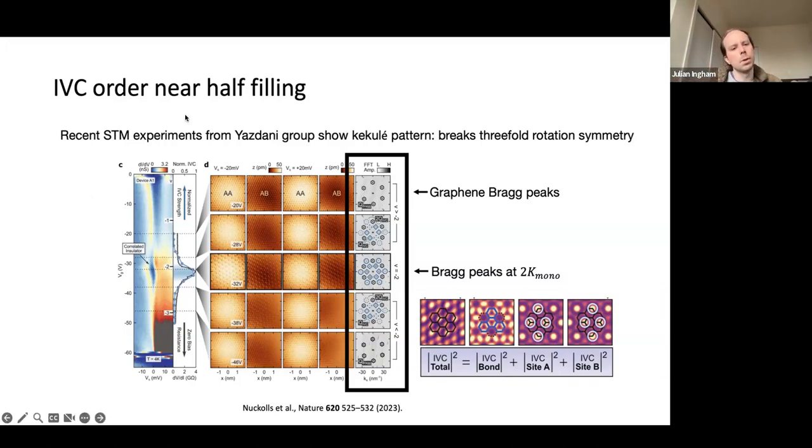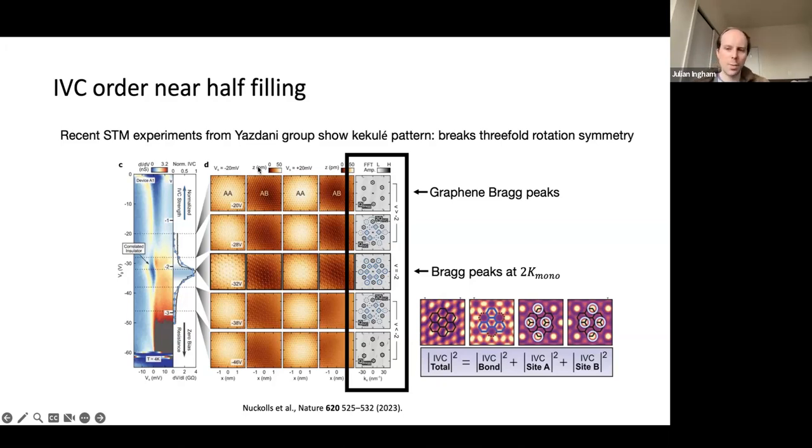And you can think of what appears here in more concrete terms as a kind of charge density wave that produces a √3 by √3 enlargement of the unit cell. We get something that looks like the bottom right here, where we can create such a pattern by localizing the charge on the A sites, the B sites, or on the bonds. And an IVC pattern can be decomposed into a combination of those three choices.